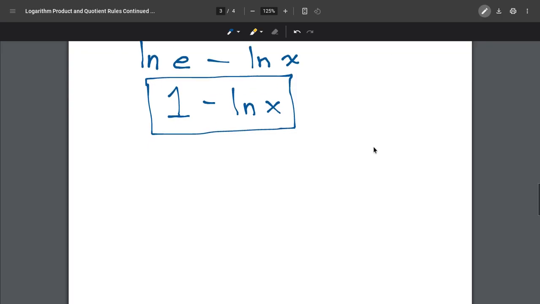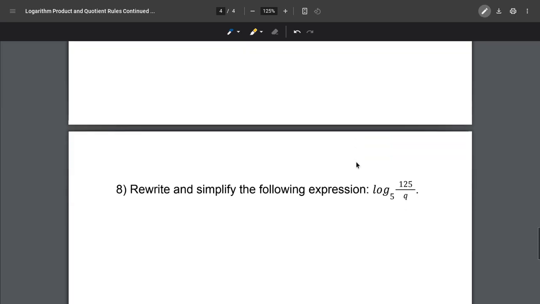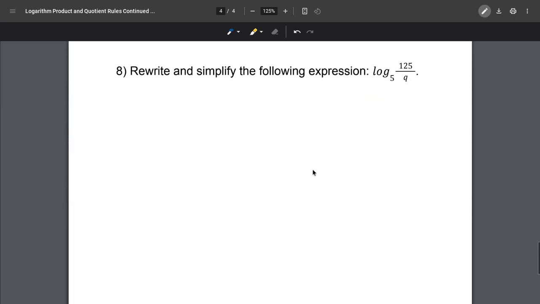Okay, we got one more. All right, rewrite and simplify the following expression. We have log base 5 of 125 over q. So again, I'm going to use the quotient rule to write this as log base 5 of 125 minus log base 5 of q.